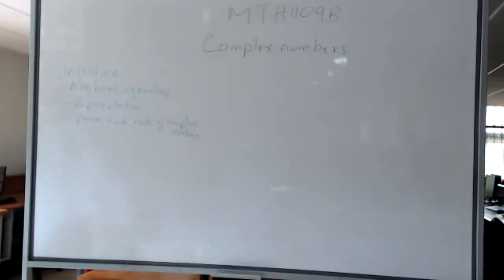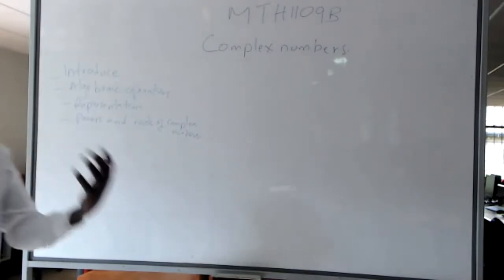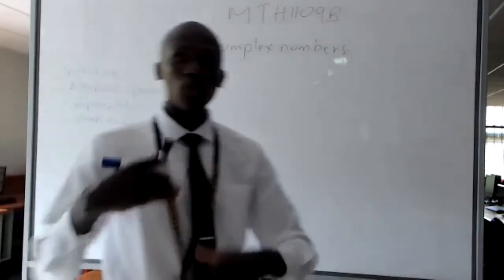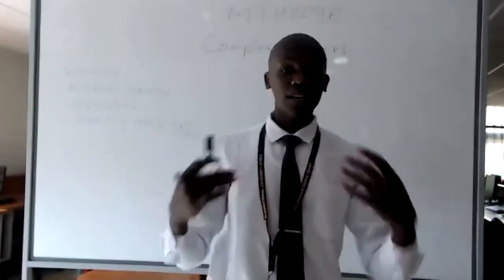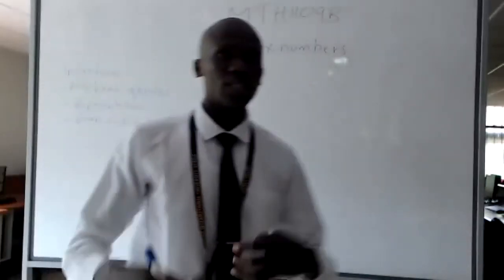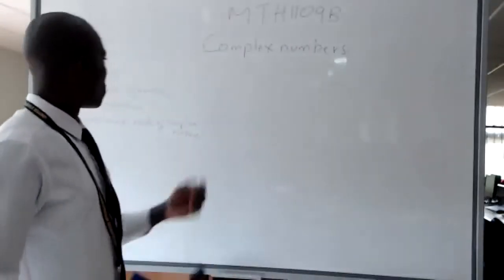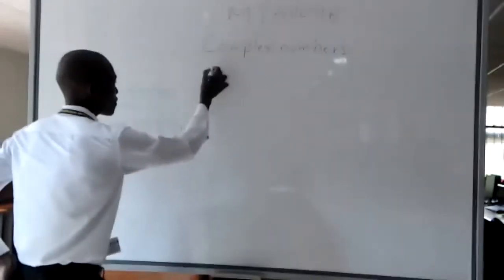So essentially, my aim is that by the end of the week, all of you should know what a complex number is. Then we should know how to deal with them. How can you add them? How do you multiply them? How do you divide them? How can we represent complex numbers in a graph? And then how can we find powers and roots of complex numbers, just as the way we do with real numbers, okay?